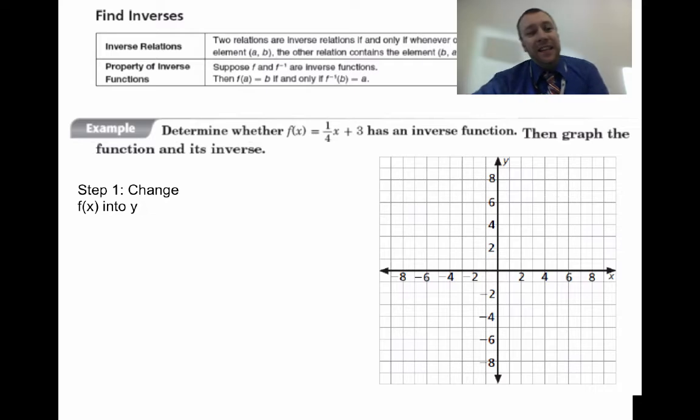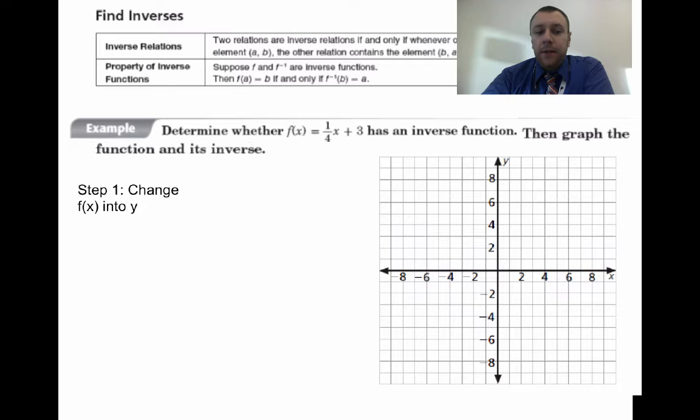Now we go into inverses. You might think of inverses as like solving an equation. The inverse of addition is subtraction. The inverse of multiplication is division. The inverse of squaring something is square rooting. Functions have inverses too. So if we take this first function, f of x equals 1/4 x plus 3, we're going to determine the inverse function.